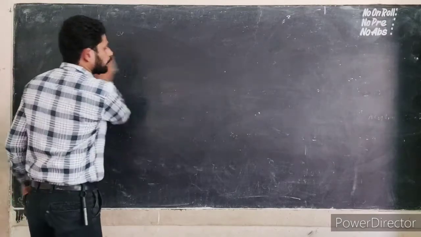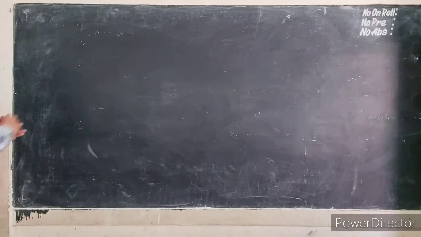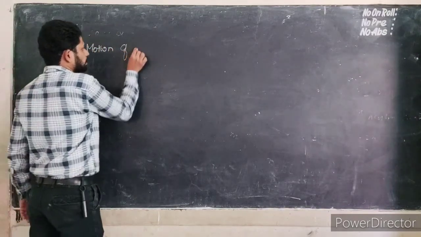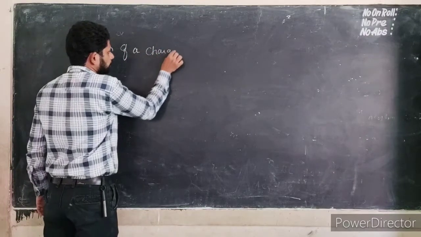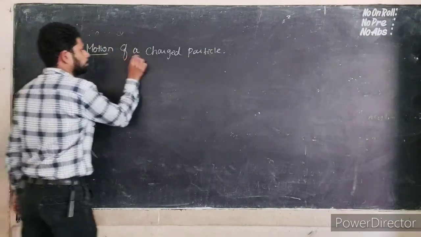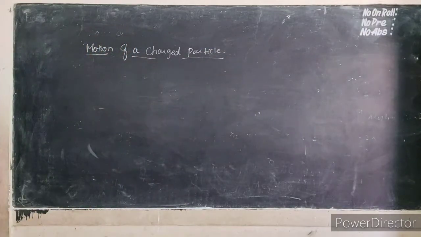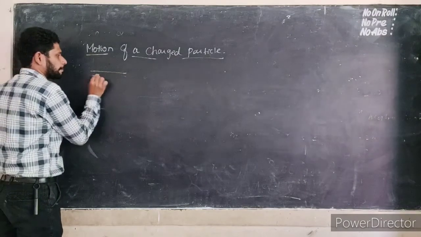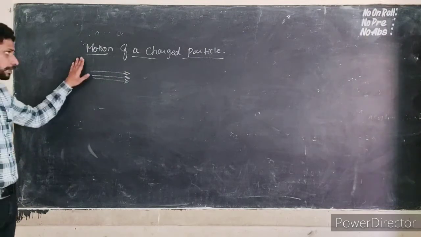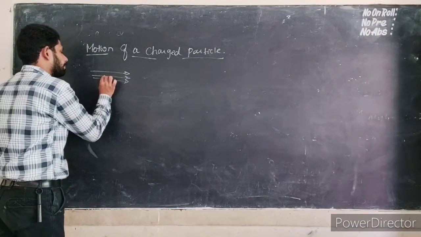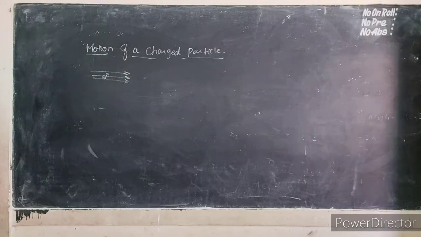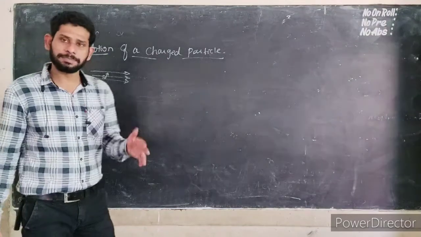And also the motion of a charged particle in a uniform magnetic field. Now listen, a uniform magnetic field has the same direction and the same magnitude. When the particle moves in a uniform magnetic field, definitely it will experience the Lorentz magnetic force.